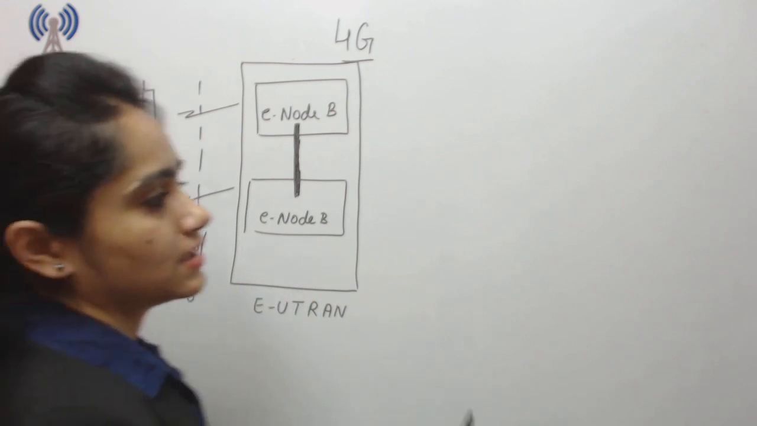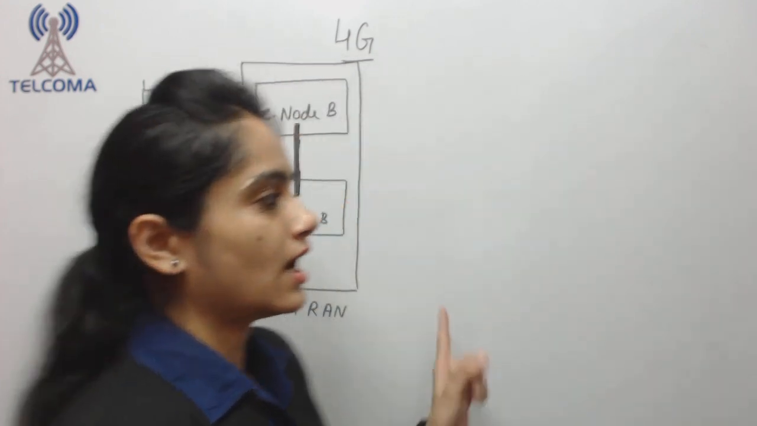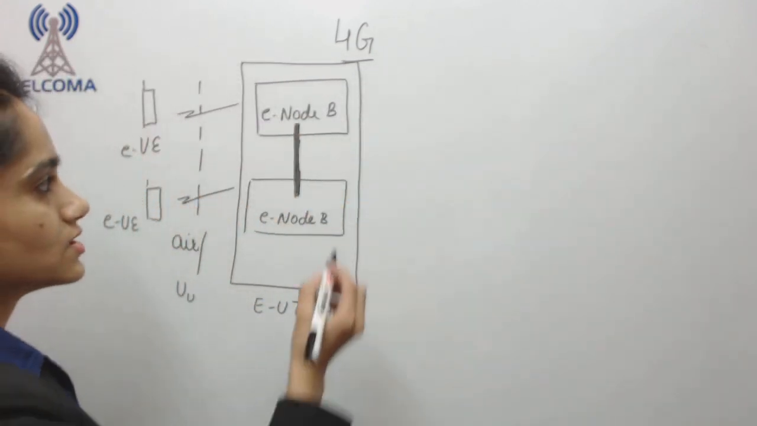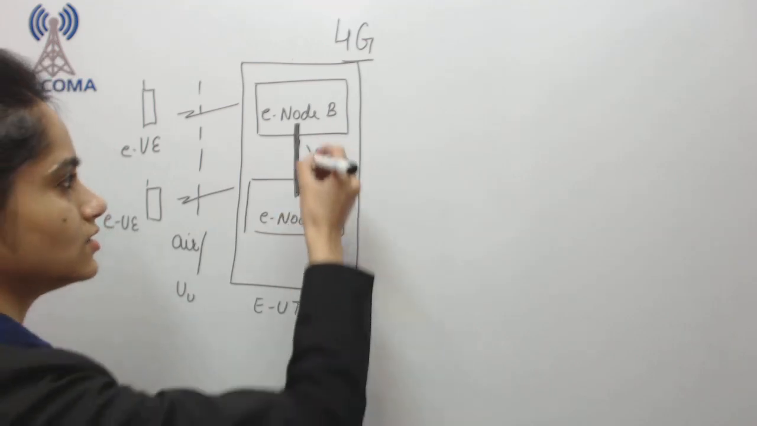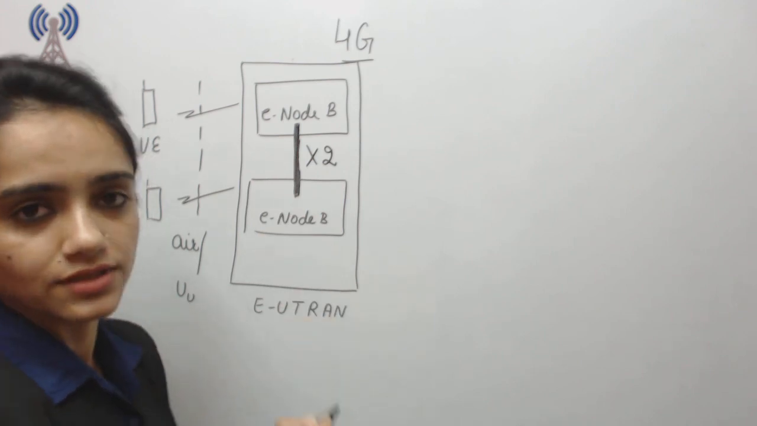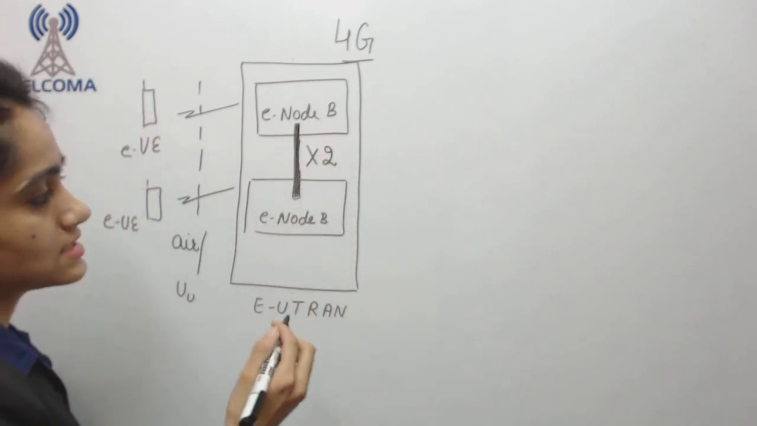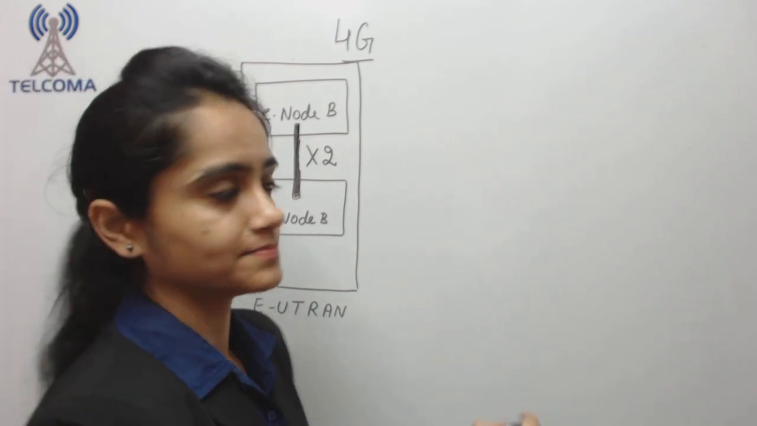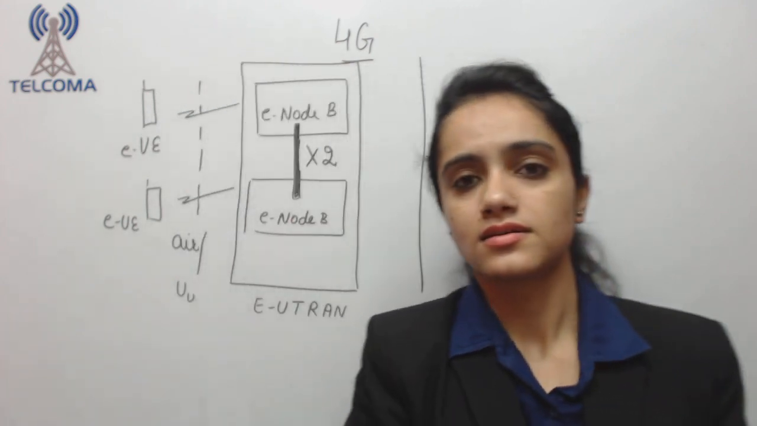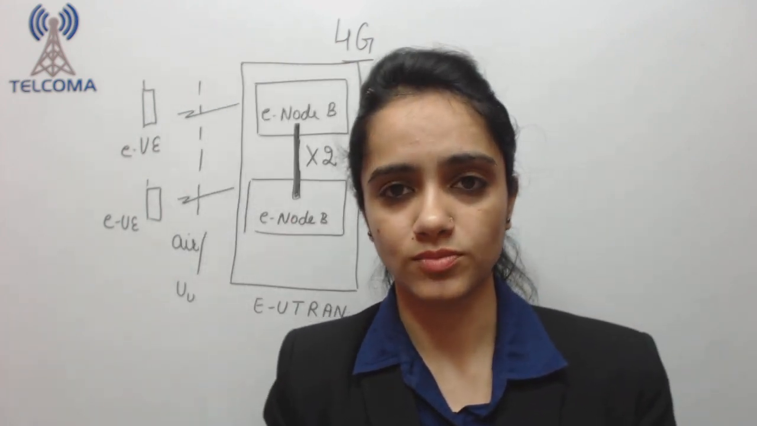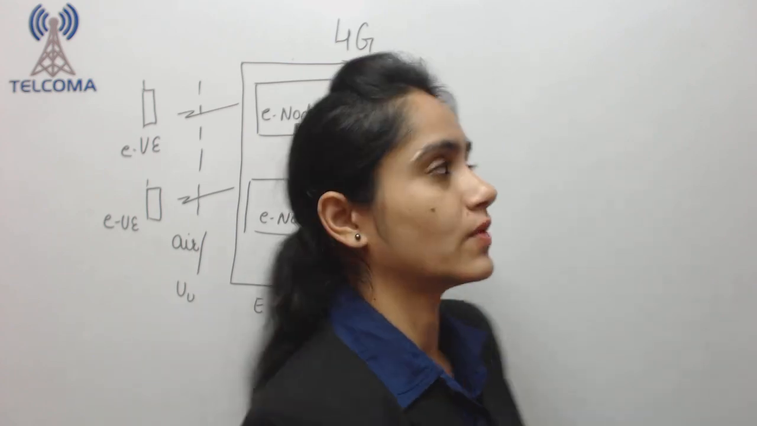So if they want to coordinate with one another, they have to be connected to one another. So we have an interface defined between two eNode Bs, and that interface is the X2 interface. With the help of this X2 interface, these eNode Bs are connected to one another so that they can manage handovers, mobility, and their neighbors. Through X2, they are communicating with one another.